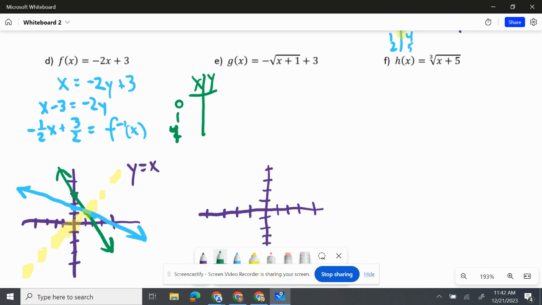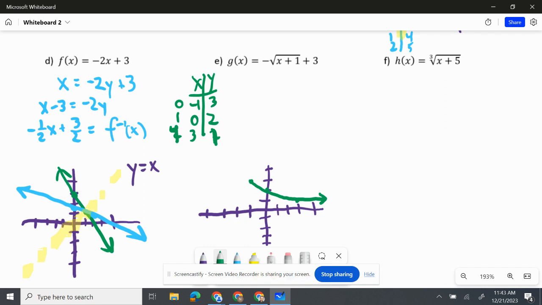What gives me a 0 is negative 1, and that gives me a 3 when I plug it in. What gives me 1 is 0. The square root of 1 is 1. Negative 1 plus 3 is 2. And what gives me a 4 is 3. And then when I plug it in, that gives me a 1. So when I plot it, what I have is (-1, 3), (0, 2), and then (3, 1). So I notice that this time it's going down.